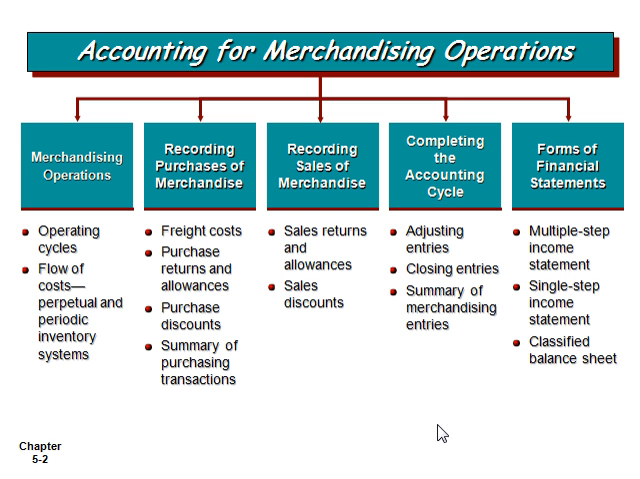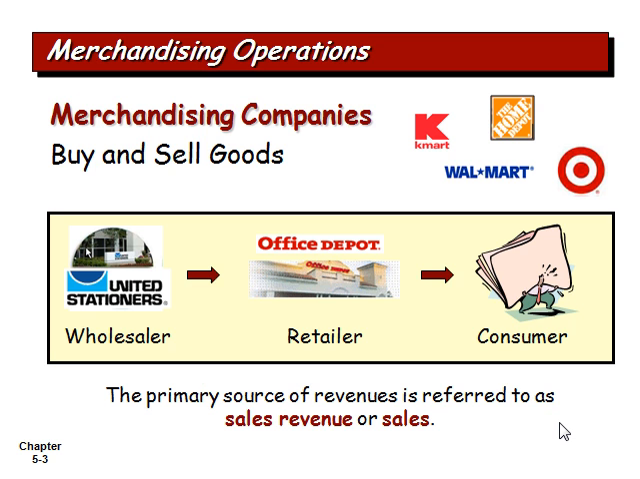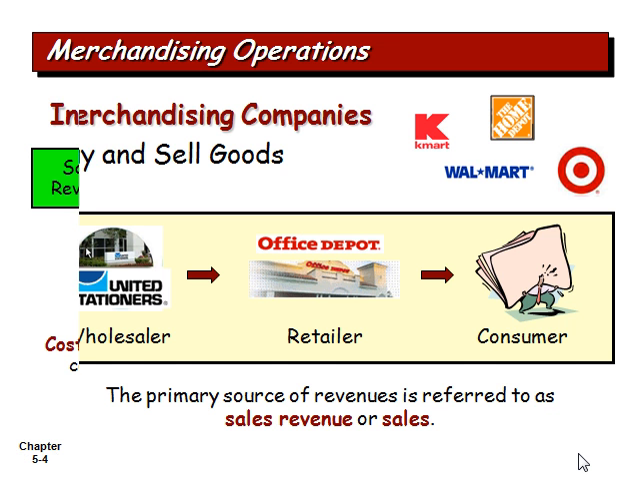Retailing merchandising operations have a new section of the income statement called the cost of goods sold section. And we'll look at some single-step, multi-step income statements and move on to the balance sheet. So merchandising companies, I call them retailers. They buy and sell goods. The examples they have here are pretty common to most of us: Kmart, Home Depot, Walmart, the ever popular Target, and so on. Their primary source of revenue is referred to as sales revenue or sales.